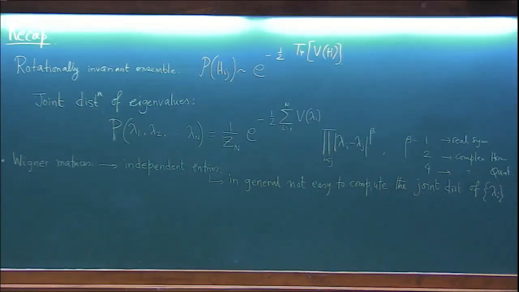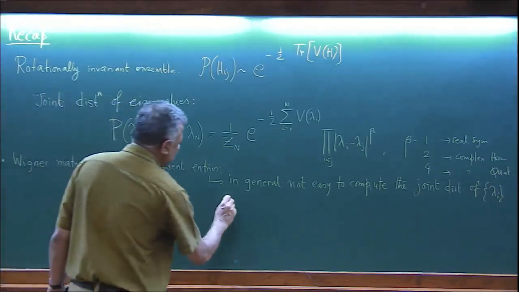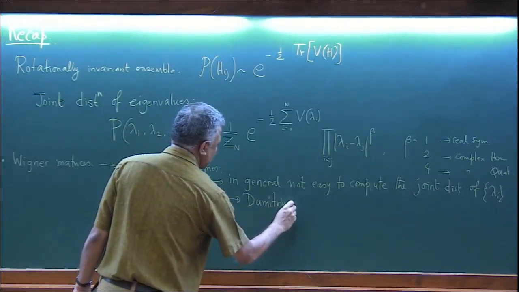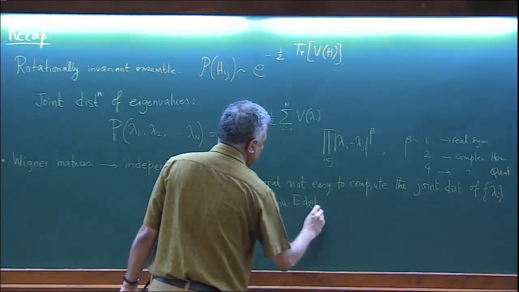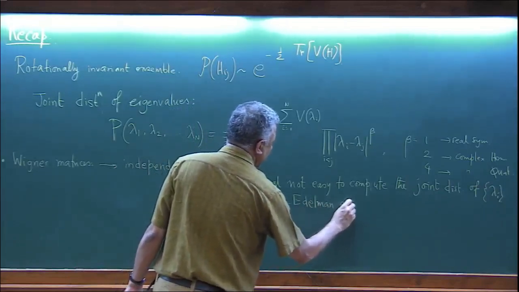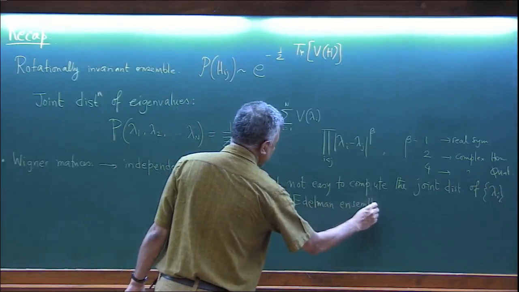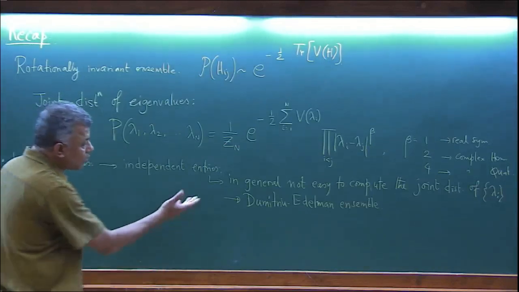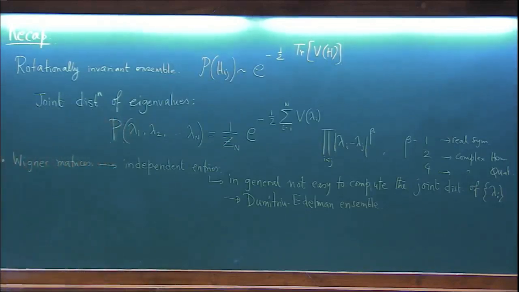There are, of course, exceptional cases. There is an ensemble called the Dumitriu-Edelman ensemble. I don't have time to discuss that, but it is a special type of Wigner matrix for which you can actually calculate the joint distribution. It is a tridiagonal matrix, but that's almost the only exception. Let me not get into that for the moment.